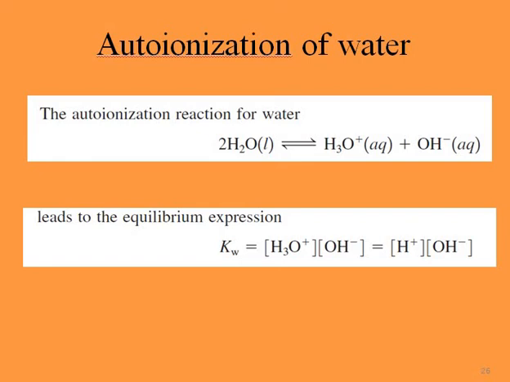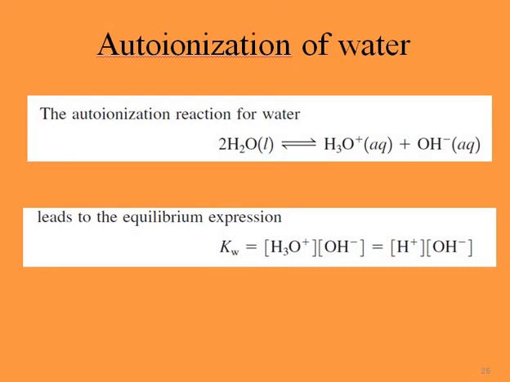So if you want to write the auto-ionization reaction for water, we have two water molecules, liquid phase, results in H3O+, aqueous phase, and hydroxide ion, aqueous phase. So after the reaction, we have one hydronium ion and one hydroxide ion. So in case of pure water, the concentration of hydronium ion and the concentration of hydroxide ion, OH- and H3O+, has to be the same.